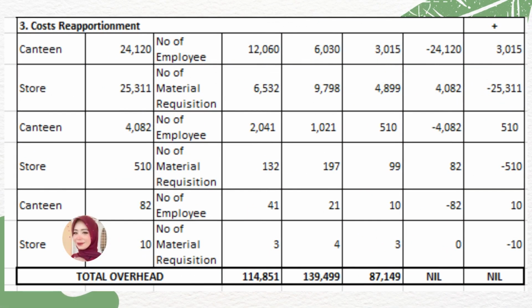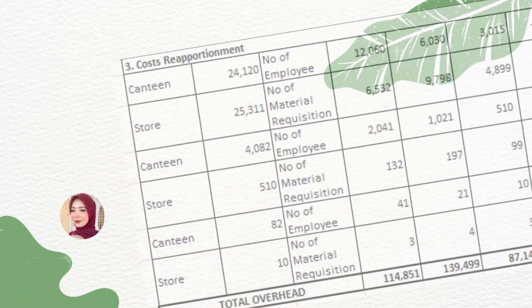Next, to do the cost reapportionment for each department, we will take the basis of number of employees for canteen and number of material requisitions for store. This is a repetitive step until the value reduces to zero for the service cost centers.